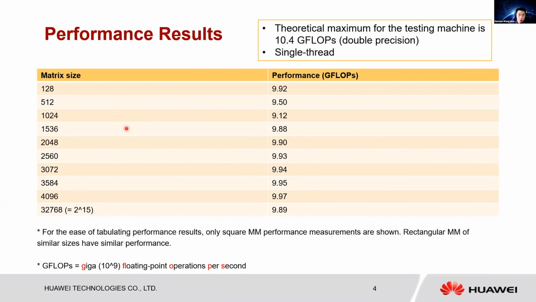And here we're only showing square matrix multiplication, or MM. We're only showing square MM performance measurements because it's really hard to tabulate performance result numbers for rectangular matrices because there are like 3 size parameters and the table would be very messy. But rectangular matrix multiplications of similar sizes will have similar performance as their square siblings.